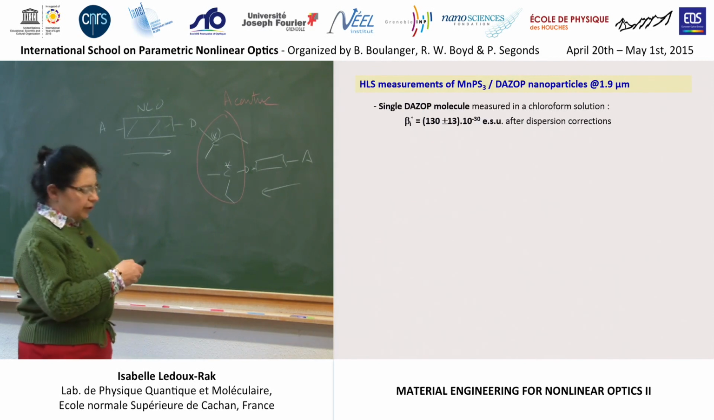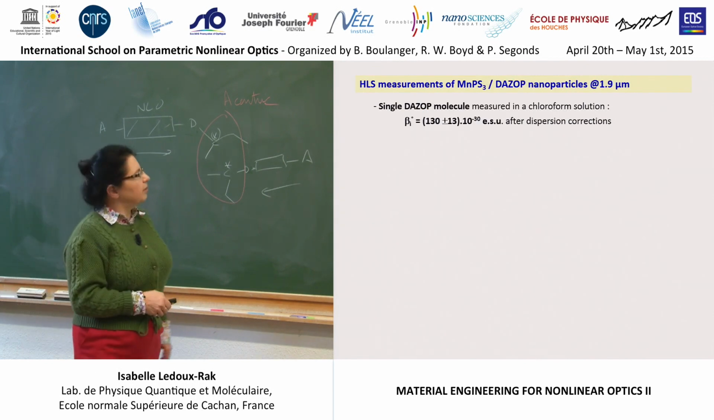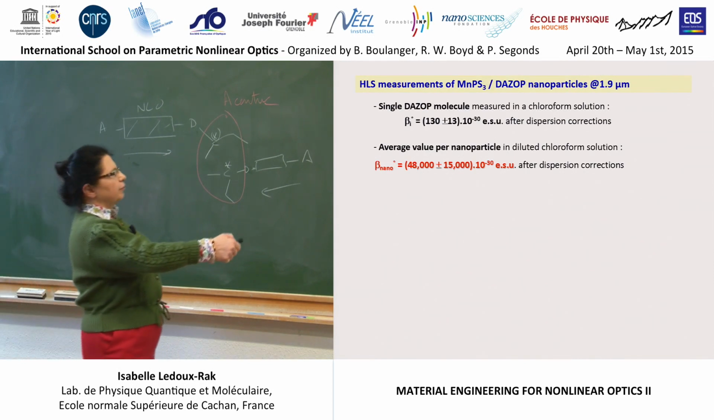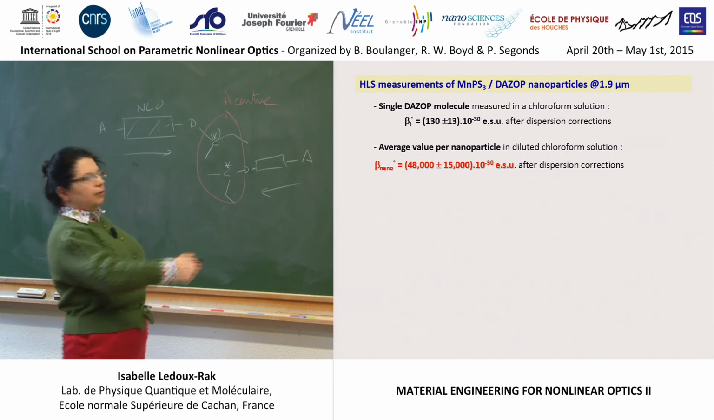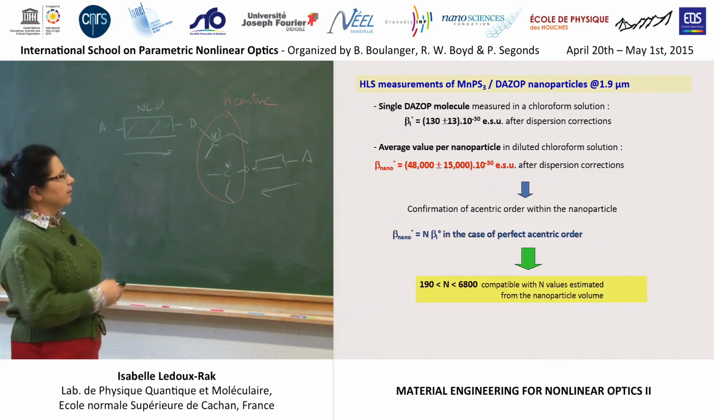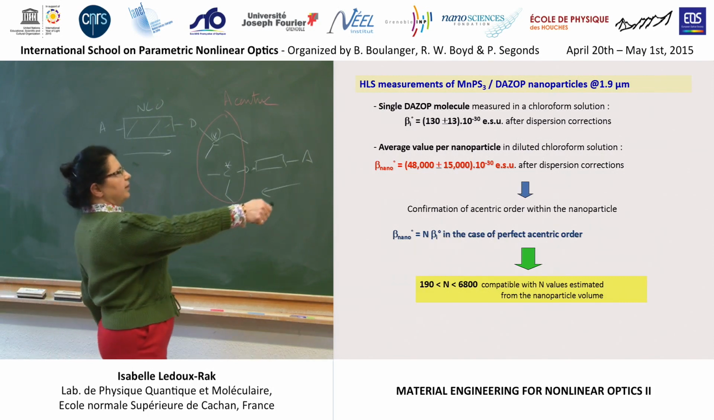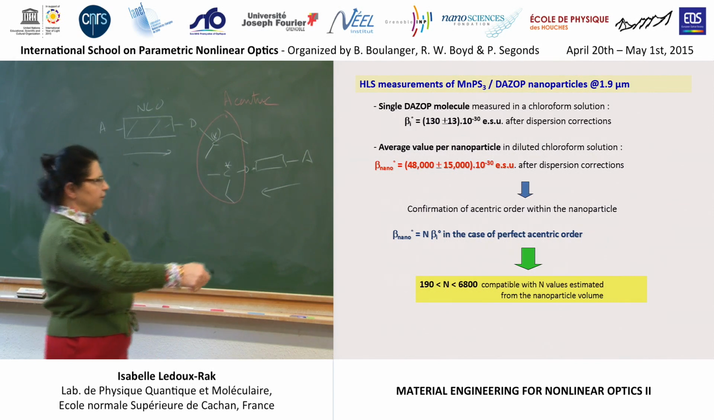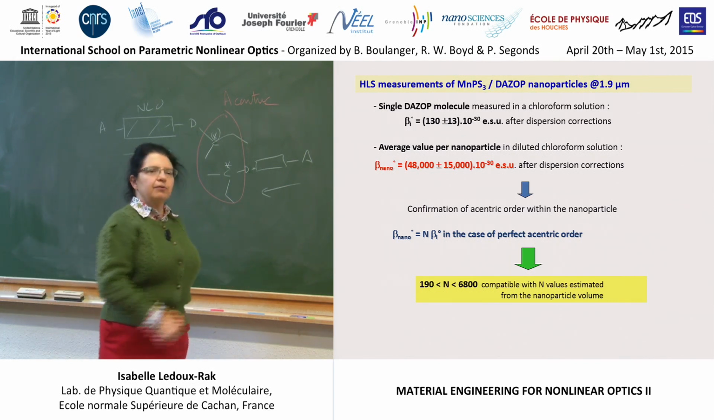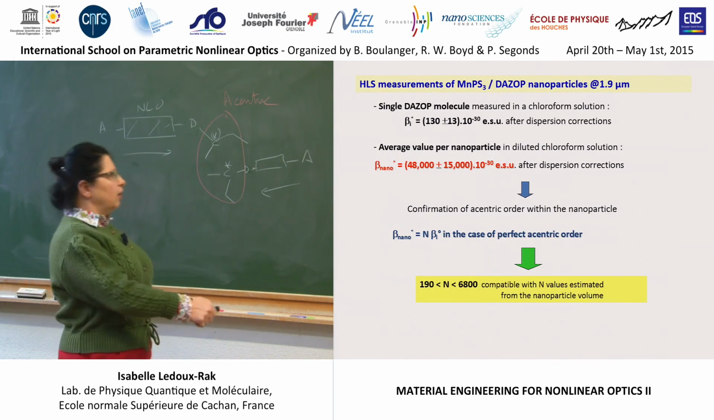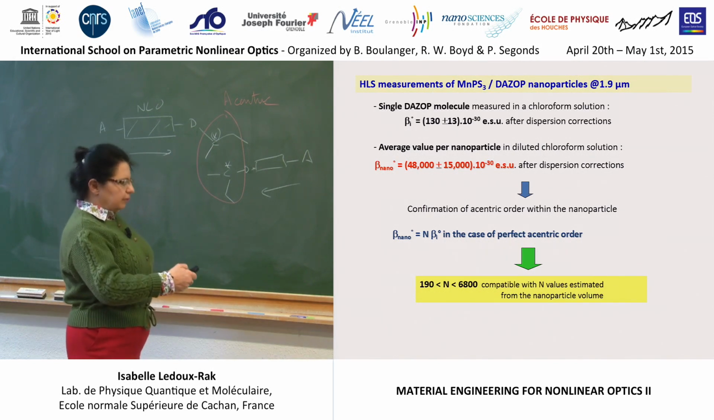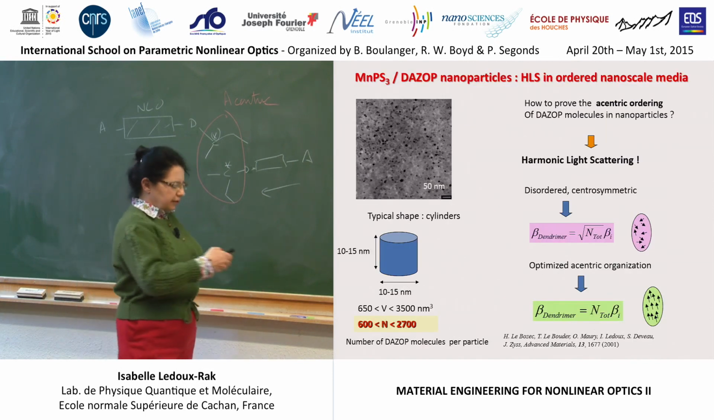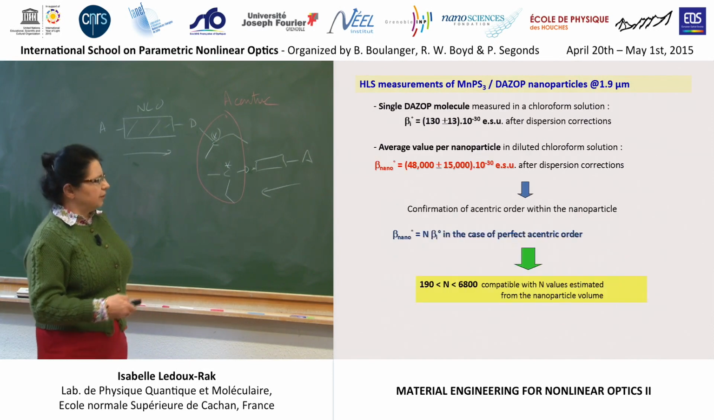So the single dose of molecule has been measured, so this is the beta value. And the average value per nanoparticle in chloroform solution was found to have this value. It's quite large. And when taking this value and this value, making the ratios, we find a possible number of particles which is relatively in the same range as the number of molecules we had found for the estimation of the size of the particles. So it's the same order of magnitude.